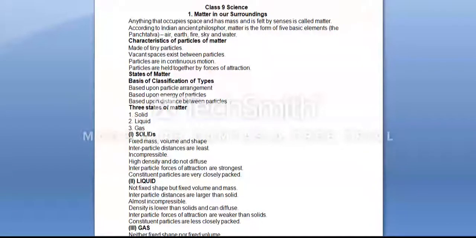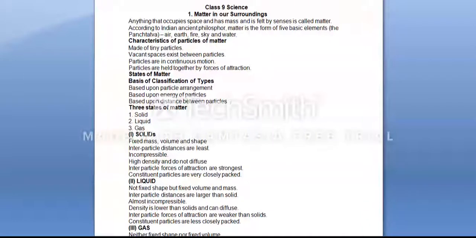States of matter: the basis of classification is based upon particle arrangement, upon the energy of particles, and upon the distance between particles. It means it is based upon how particles are arranged in matter, the amount of energy present in the particles, and the distance between them. There are three states of matter: solid, liquid and gas. Solid: fixed mass, volume and shape.